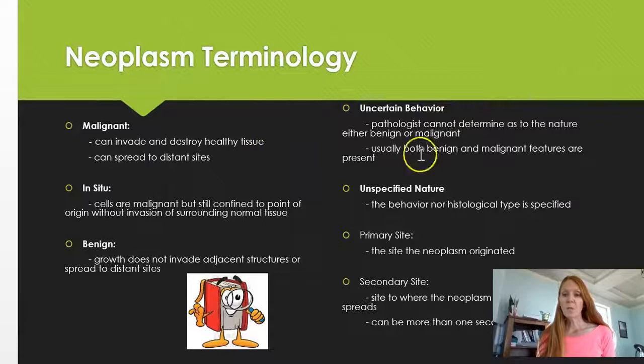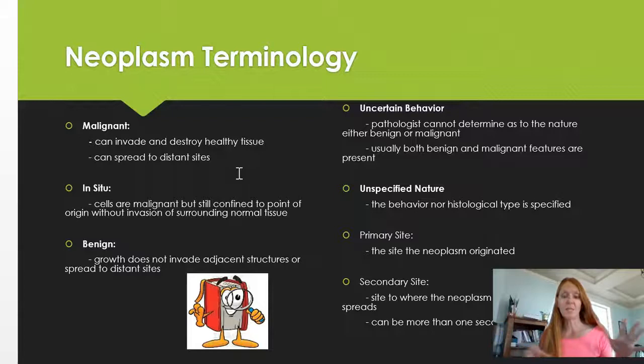Some terminology, you guys are probably all familiar with this, but I just wanted to go over. Malignant means that the tumor or the neoplasm can invade and destroy healthy tissue, and it can spread to distant sites. In situ is cells are malignant, but they're all together confined into the tumor. It hasn't spread, it hasn't moved outside of its shell. And benign is that the growth doesn't spread out and invade adjacent structures or get in the bloodstream and move to distant sites, like we see with metastatic cancers.